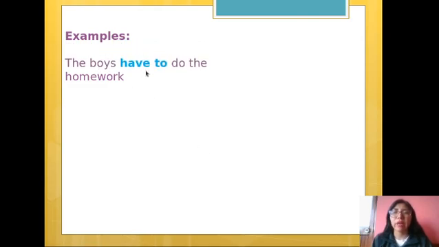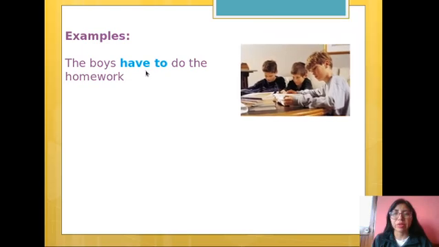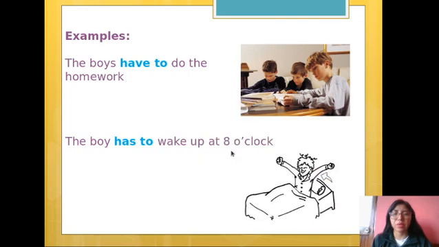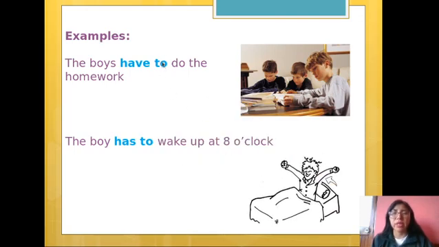The boys have to do the homework. Okay, that is an obligation, do the homework. The boys have to do the homework. The second example, the boy has to wake up at 8 o'clock. Okay, pay attention here. In this case, I am using have to, and here I am using has to. Why? That's right, because of the subject, okay?